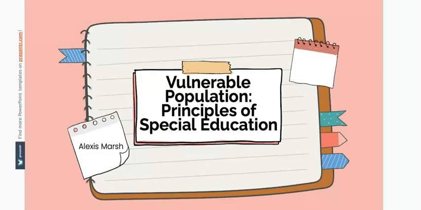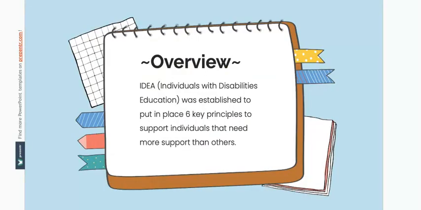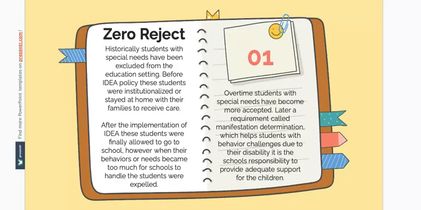Hi, everybody. This is the Principles of Special Education Vulnerable Population Project. An overview: it is also called IDEA, Individuals with Disabilities Education. This was established to put in place six key principles to support individuals that need more support than other students. And we're going to go over those six.